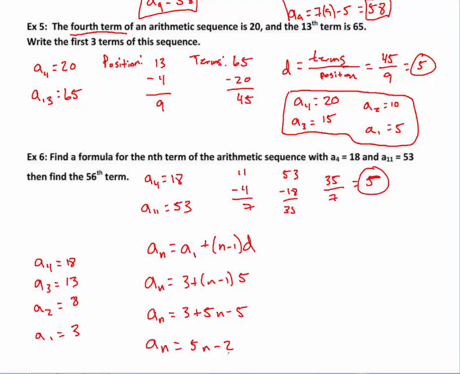Okay, so I have a sub n equals 5n minus 2. That's my magic formula. Now, to find the 56th term, 5 times 56 minus 2. So a sub 56 equals 278.